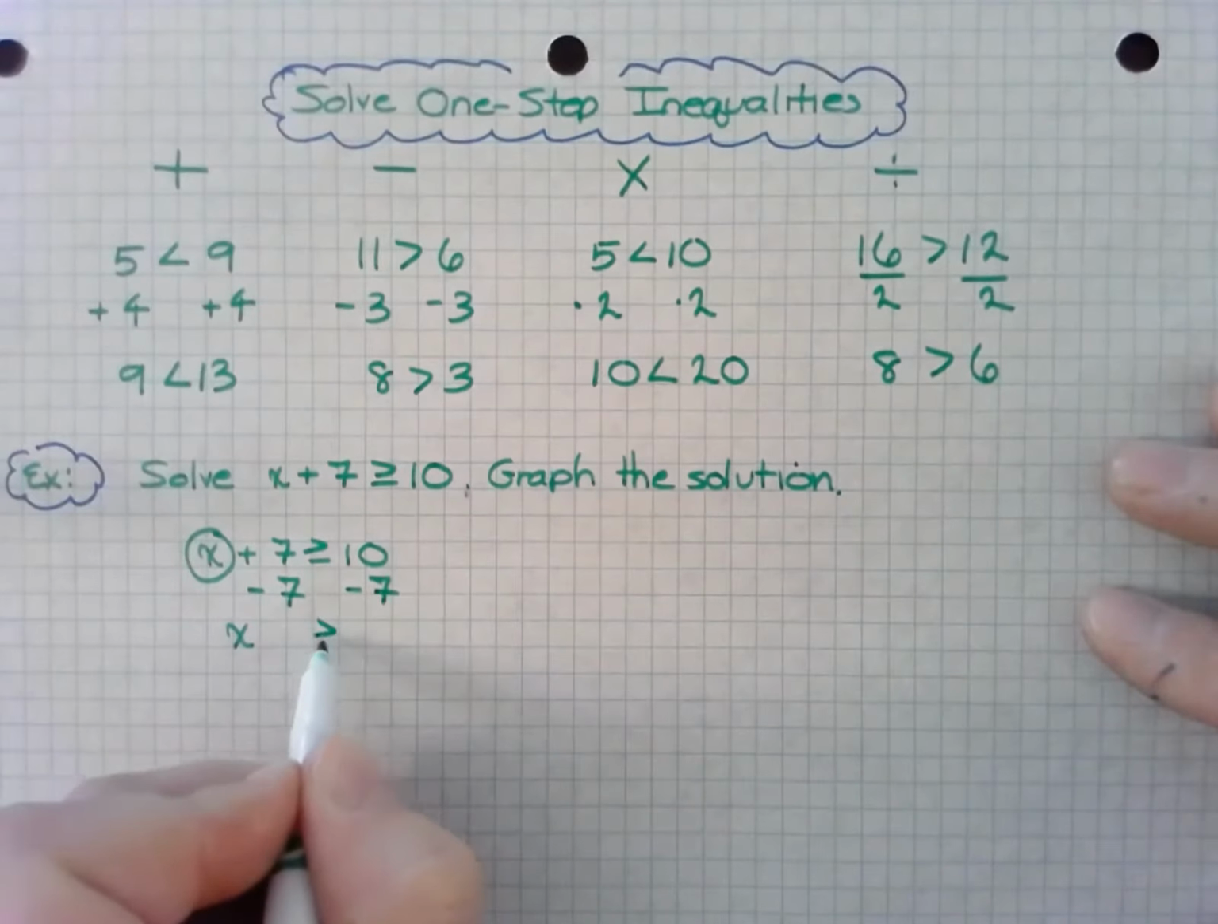Well, I notice that it's actually equal to 3, so therefore I can close the circle. So I'm going to put a circle over 3, but then I'm going to close it up. And then it says that x has to be greater than 3, so that 4, 5, all those numbers are greater than 3, so I draw an arrow to show the solution. One more example.